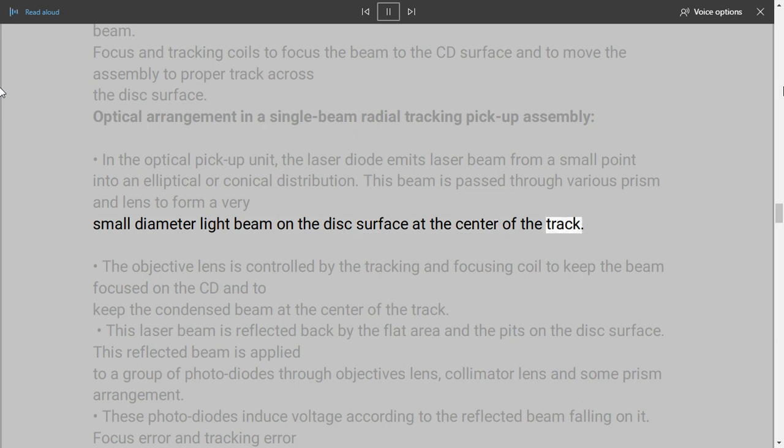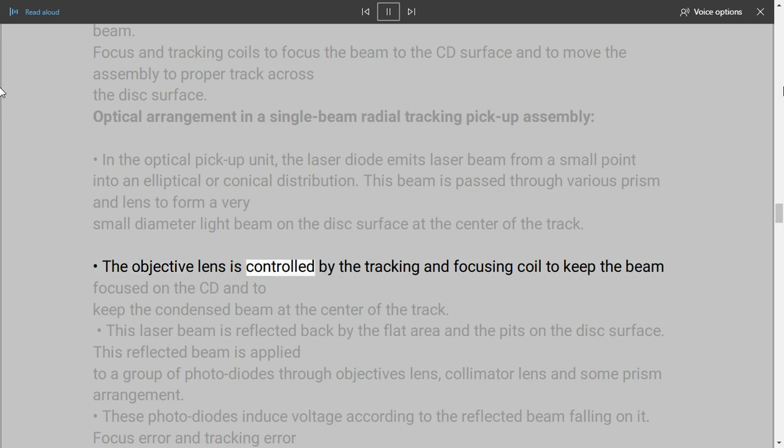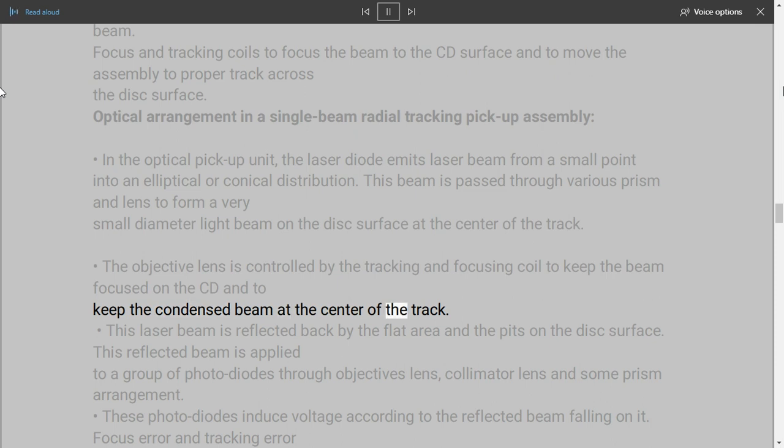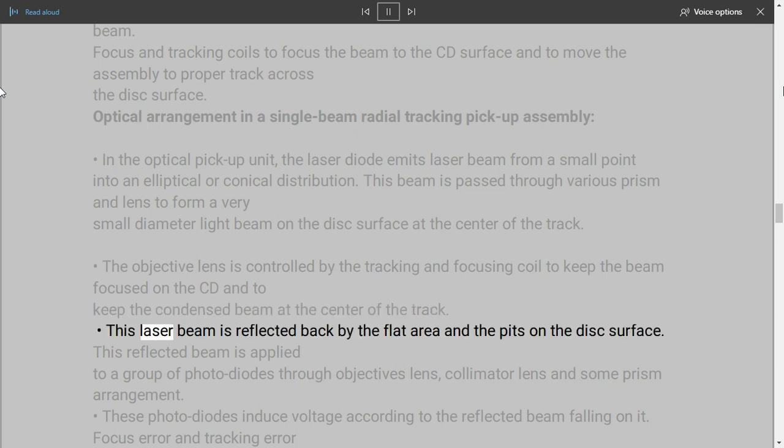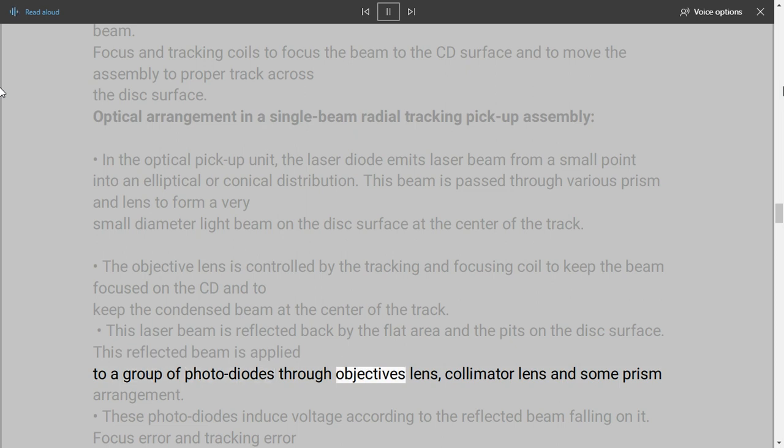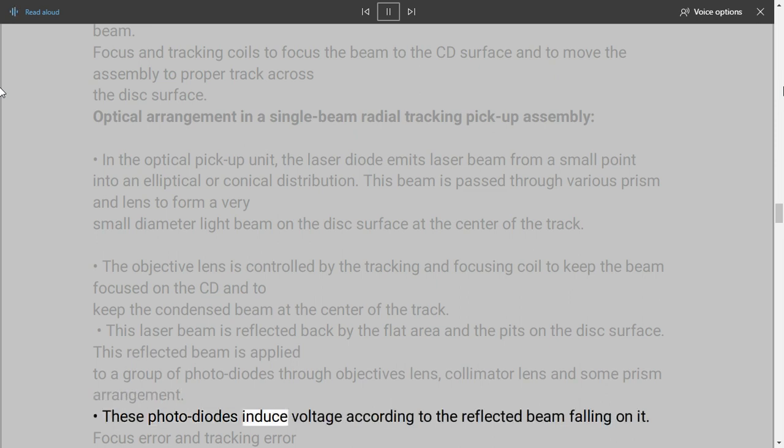The objective lens is controlled by the tracking and focusing coil to keep the beam focused on the CD and to keep the condensed beam at the center of the track. This laser beam is reflected back by the flat area and the pits on the disc surface. This reflected beam is applied to a group of photodiodes through the objective lens, collimator lens, and some prism arrangement. These photodiodes induce voltage according to the reflected beam falling on them.